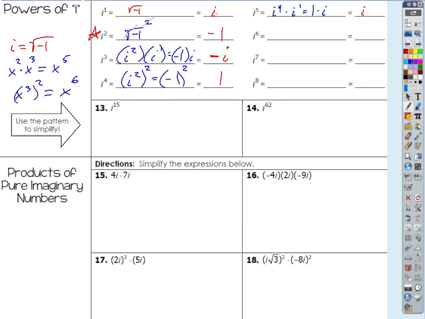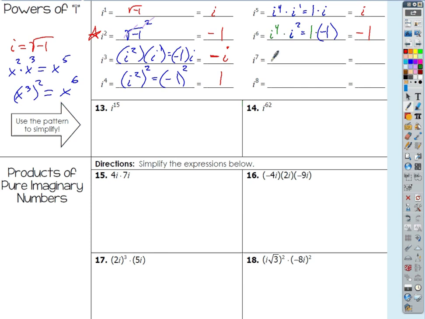Okay, what about I to the 6th? I'm gonna get I to the 4th times I squared, and I to the 4th is equal to 1, and I squared equals -1, right? So what do you know? I get a -1. Is that an accident that I got the same thing there that I got there? No, right? It's not, because in each case, I'm multiplying I to the 4th times that power of I. And I to the 4th is just 1, right?